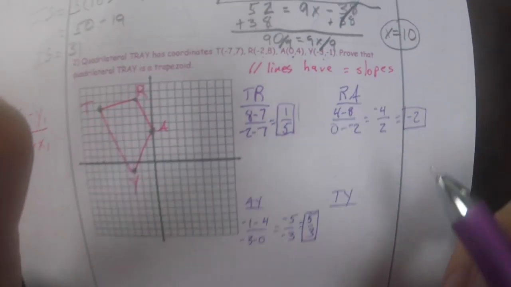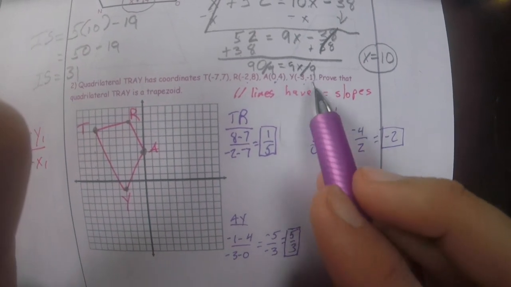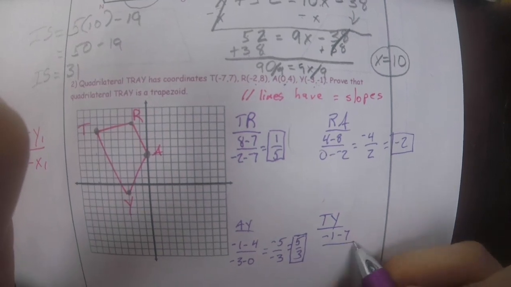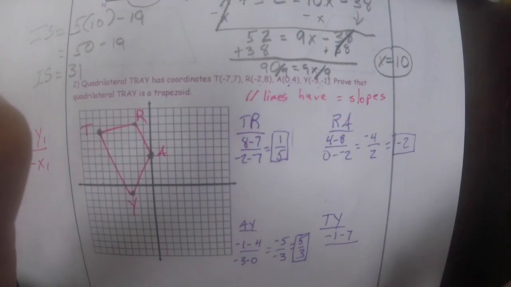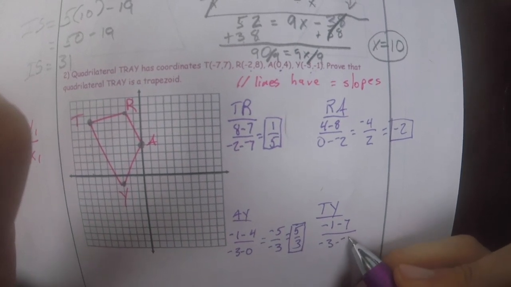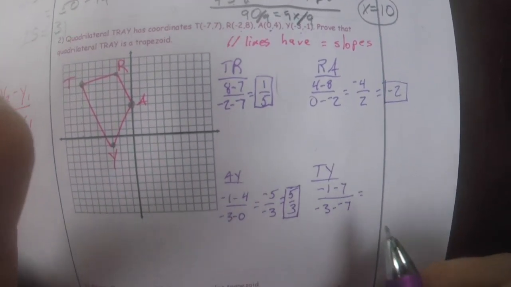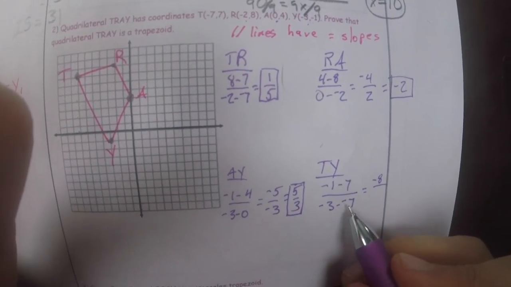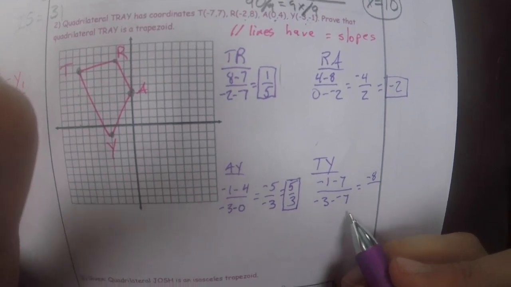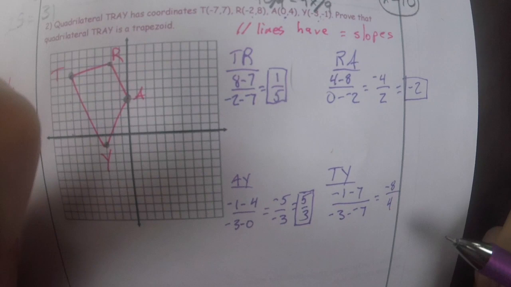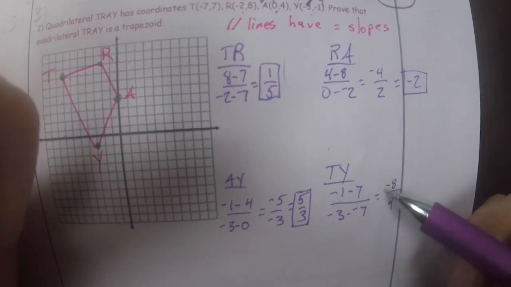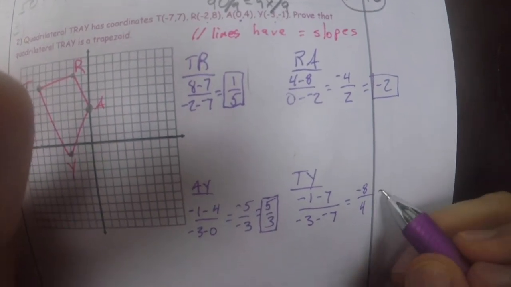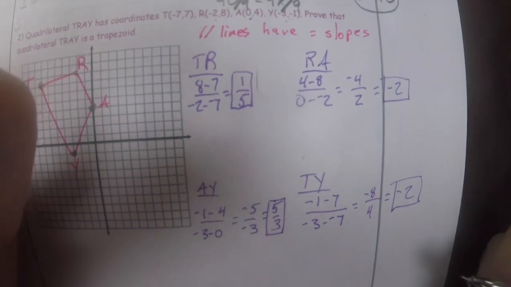Okay, so I'm going to do, let's see, y2 minus y1, so negative 1 minus 7, divided by -3 minus -7. And what do I get? -1 minus 7, I think, is -8. And -3 minus -7, or -3 plus 7, really, would be 4. I thought that this and this were going to match up. Well, I'm not done yet. -8 divided by 4 is good old -2.